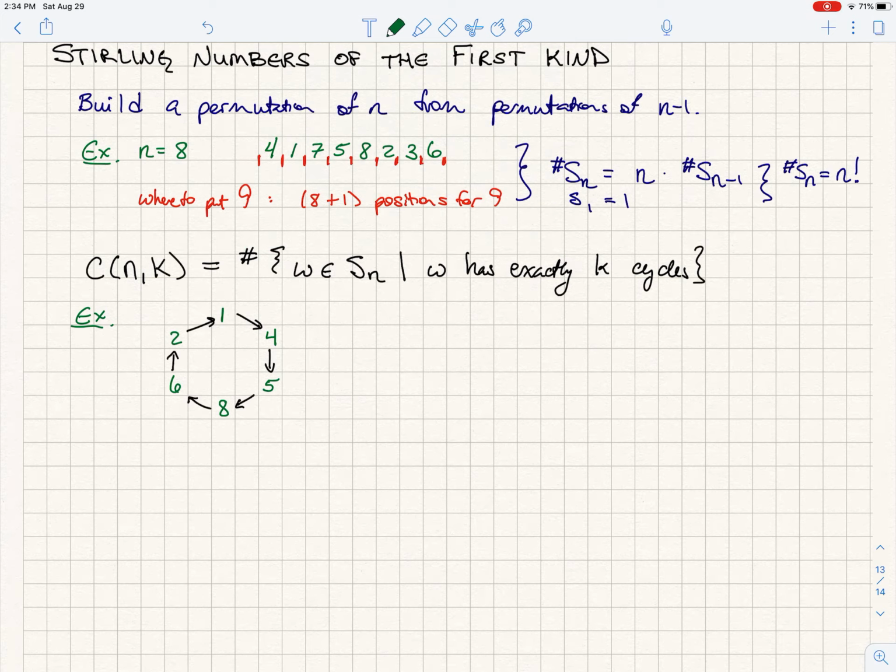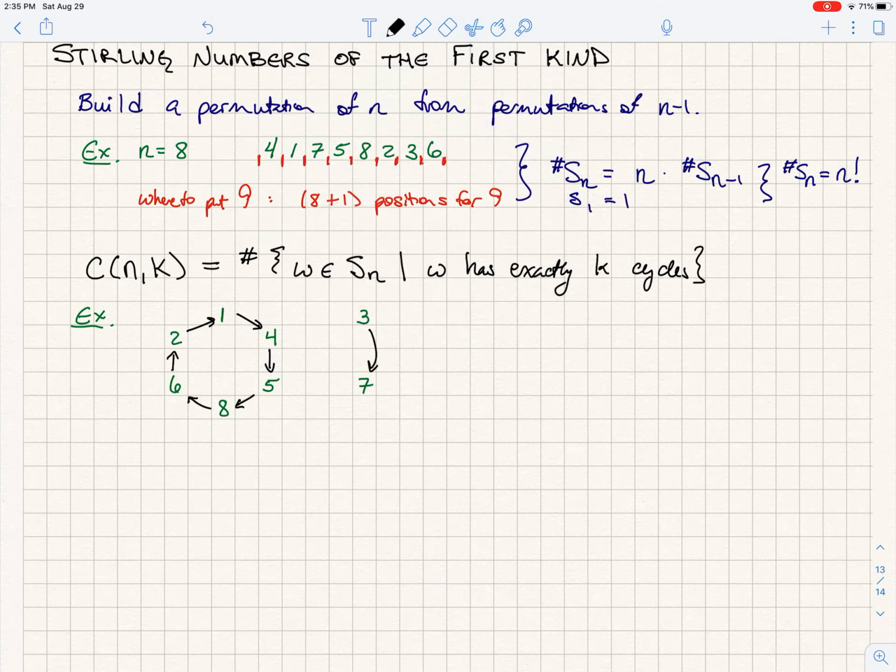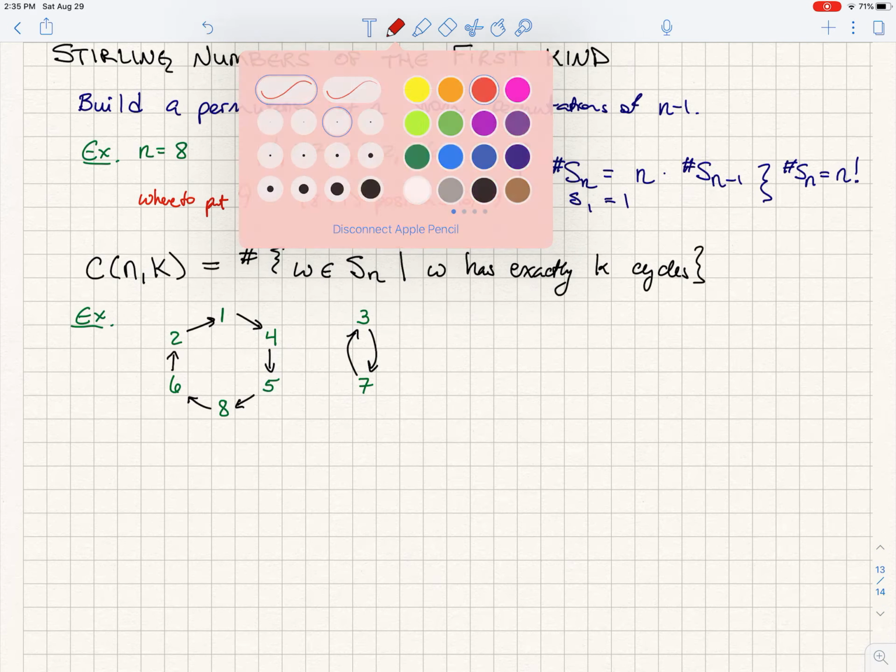So I'll start with the letter 2 because I haven't done that one yet. Where does 2 go? 2 goes to 1. Oh, yes, I've already done 2. Sorry, 3. I haven't done 3. Looks like 3 goes to 7. And of course, 7 goes back to 3. So this is my permutation written in disjoint cycle notation.